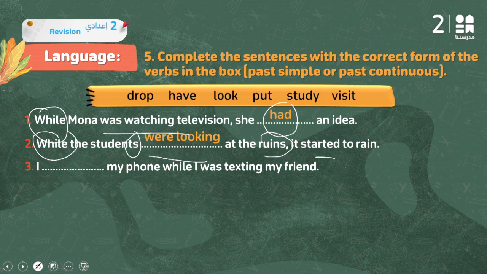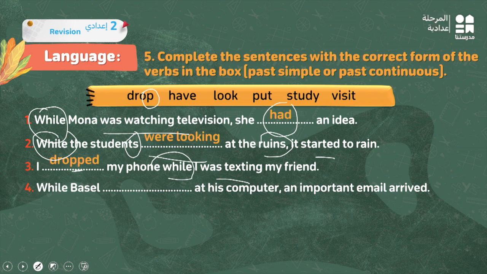Number three, I space my phone while, see here, when while comes in the middle, no commas are to be added. When I put while in the middle, I don't put any commas with it at all. Only if it comes at the beginning, like this. Okay? But here, I space my phone while I was texting. I already mentioned here the long action. So what is it missing? It is missing the short action, which is the past simple tense. And the suitable verb is drop. Drop has P here and it's preceded by a vowel, which means I have to double the P, the last letter. That's why I added dropped. Okay?